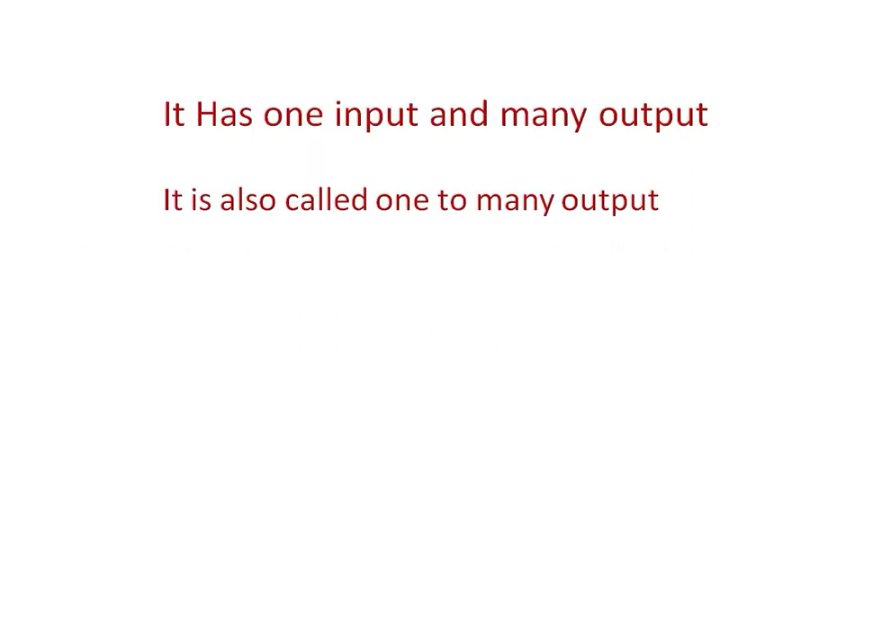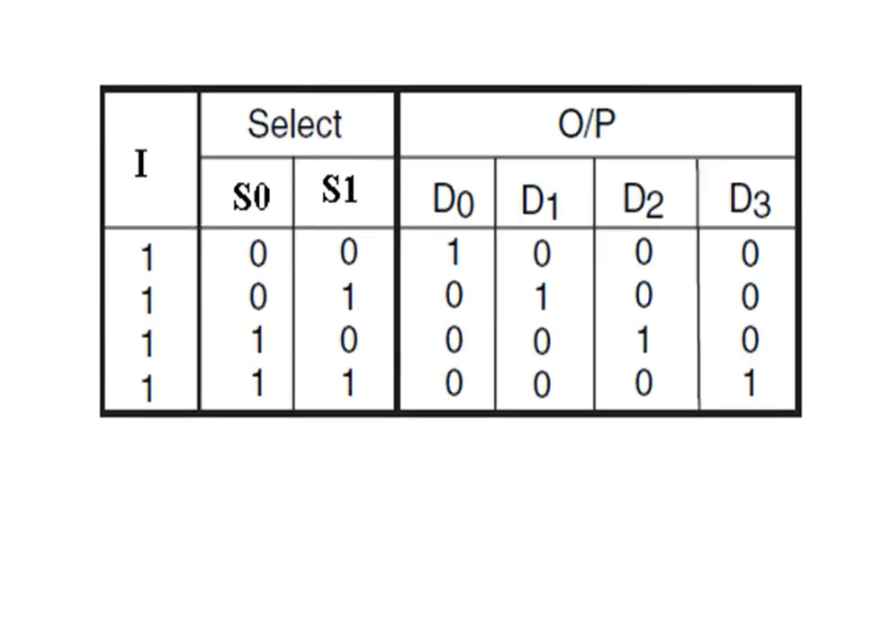First point, it has one input and many outputs. It is also called one to many. See here, N represents the output lines, M represents the select lines, and N is equal to 2 to the power of M, M is equal to log N to the base 2. This is the formula of the demultiplexer representation. When you give the one input, that line is selected.